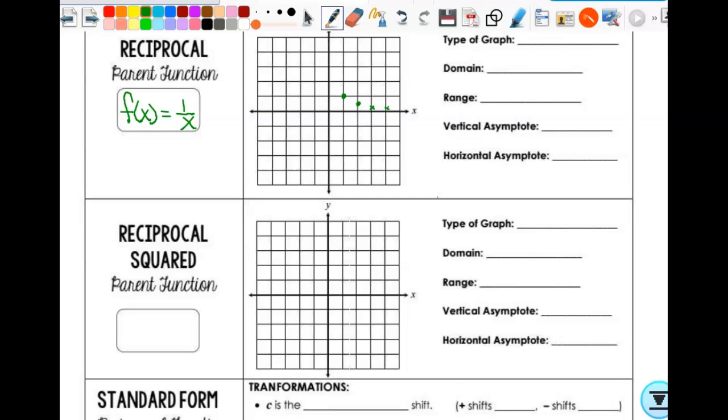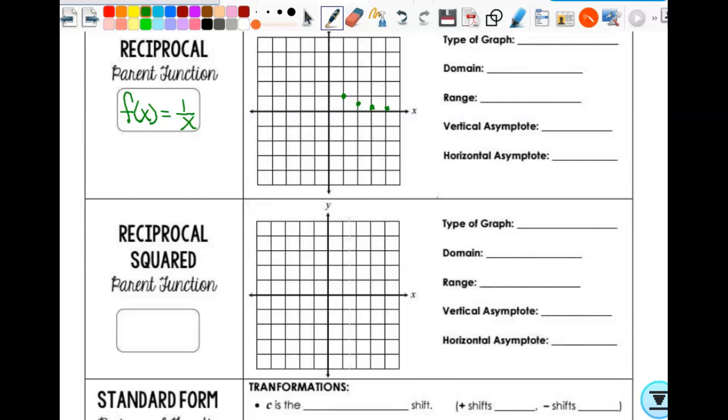Is there an X value? My y values are getting closer and closer to 0. Is there an x value that exists that I could substitute in that would give me 0 for the y value? What do you think? Because the bigger my number gets, the smaller the fraction is going to get. Am I ever going to actually make it to 0?